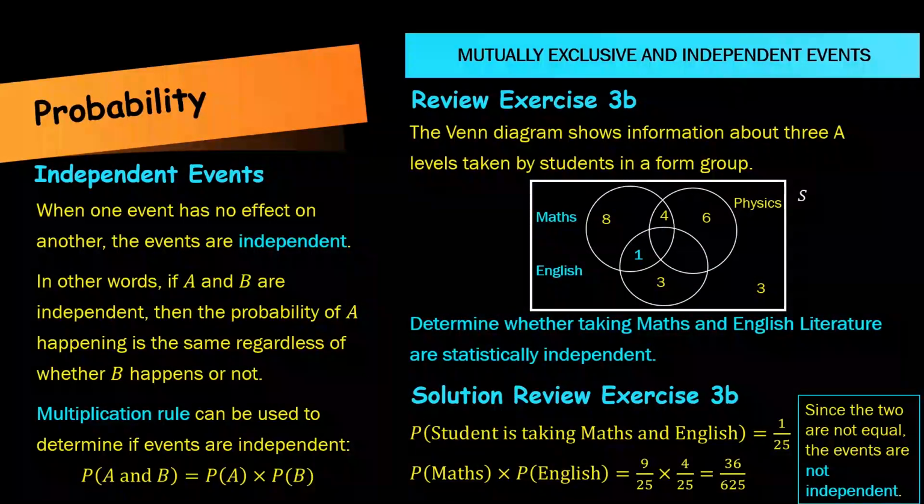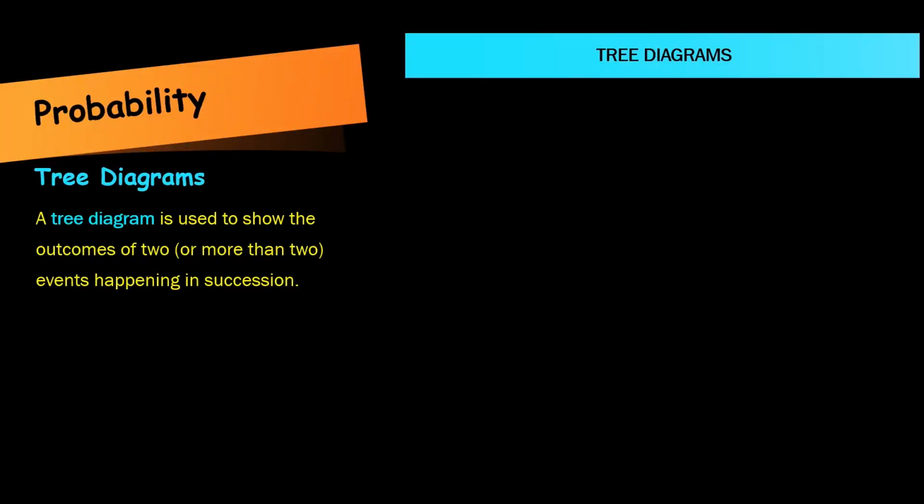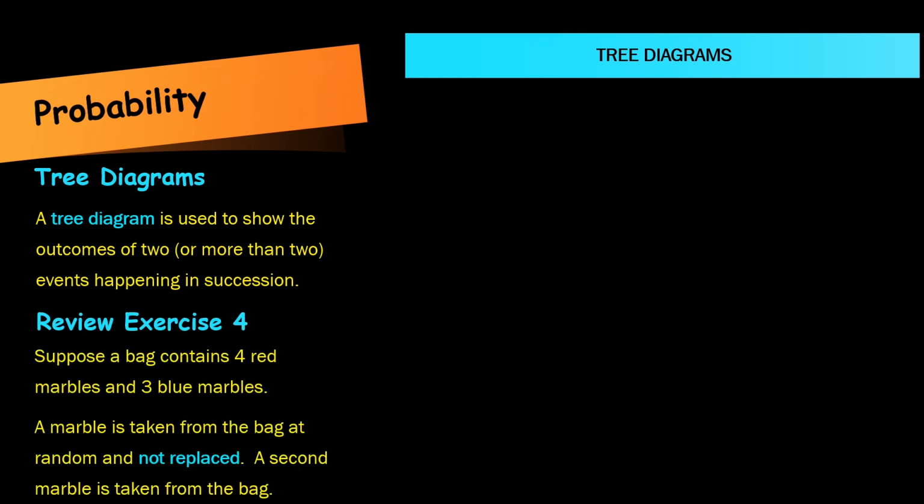A tree diagram is used to show the outcomes of two or more than two events happening in succession. Let's apply this to the next exercise. Suppose a bag contains 4 red marbles and 3 blue marbles. A marble is taken from the bag at random and not replaced. A second marble is then taken from the bag.